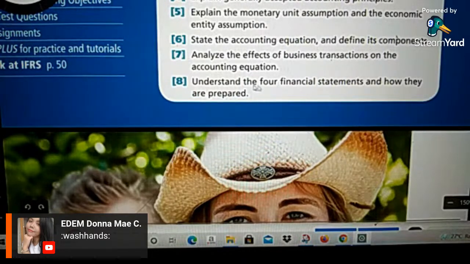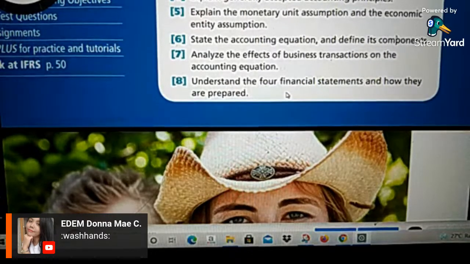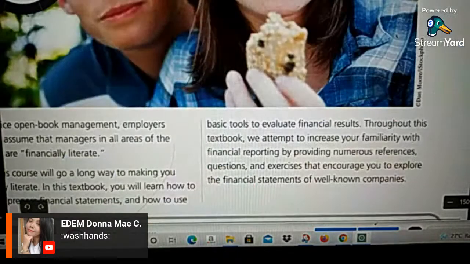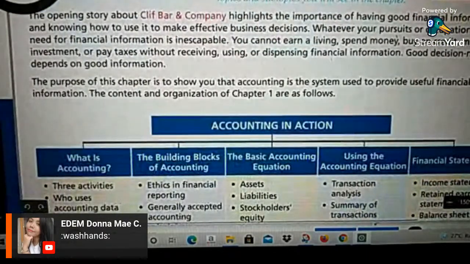Understand the 4 financial statements and how they are prepared. So the minimum and the common accounting records that have to be communicated to several interested parties are the 4 financial statements. So there are 4 types of financial statements that we're going to practice. We will do it, but today we will just define and explain the terminologies and the concepts. So let us go further.